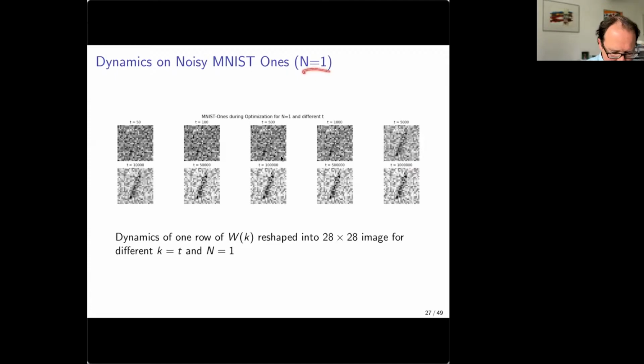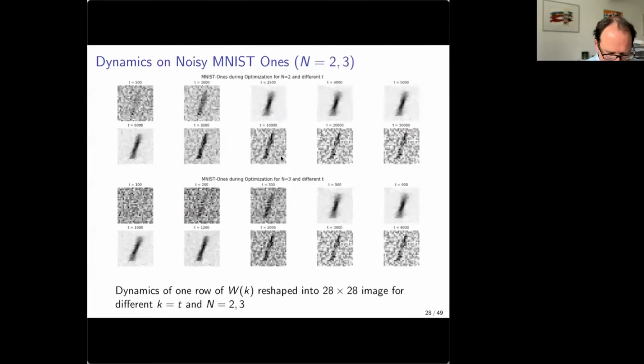And if n is equal to one, you just observe that at some point you converge to what you have put in. But now if you actually do n equals two or three, you see that in the intermediate range, the noise seems to be removed. But when you continue, at some point you converge to this noisy image. And this is also what's happening for n equals three.